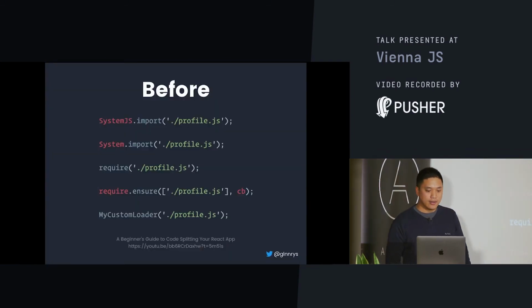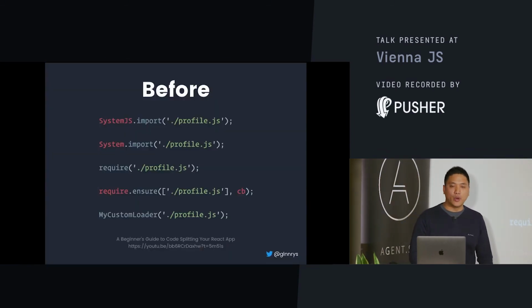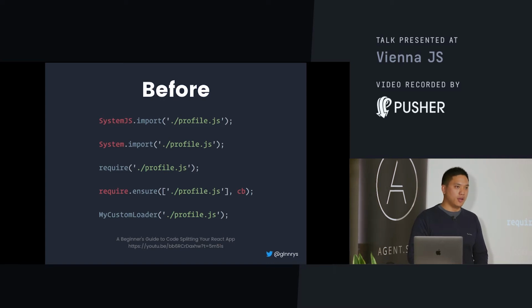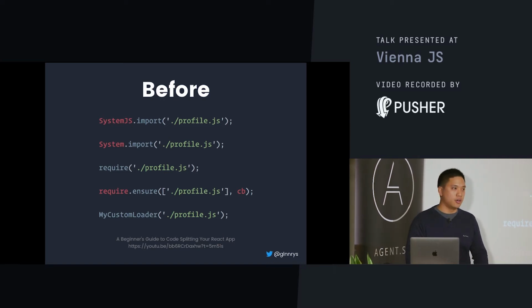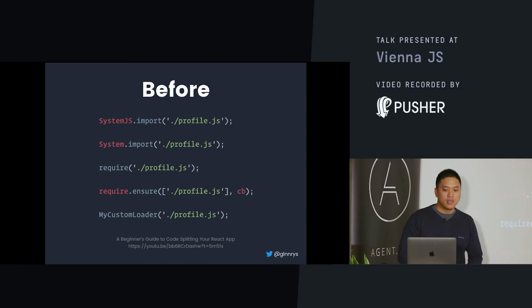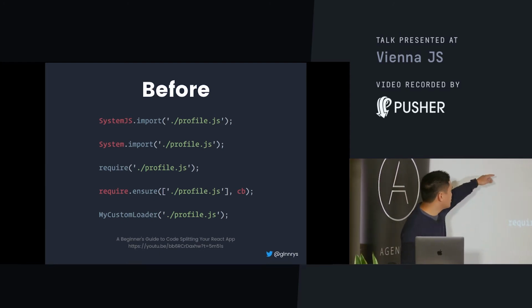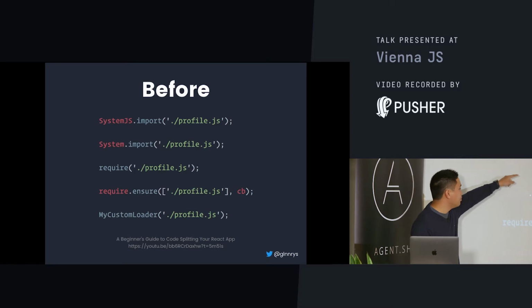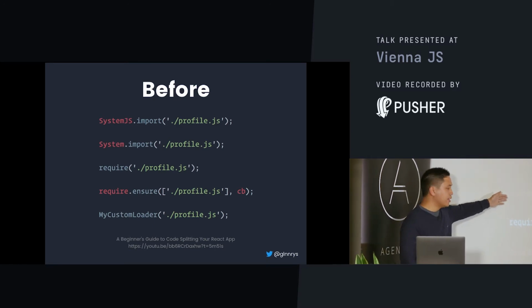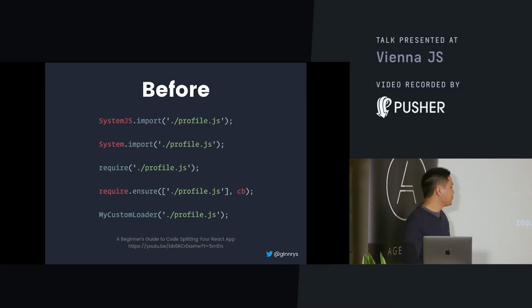So yeah, let's take a little bit of a look at the syntax. Right now, there are a number of ways to import modules or components into other modules. For example, there is System.js, System.js.import, or System.import, which is, I think, Webpack 2 or so. And there's also CommonJS require and require.ensure.